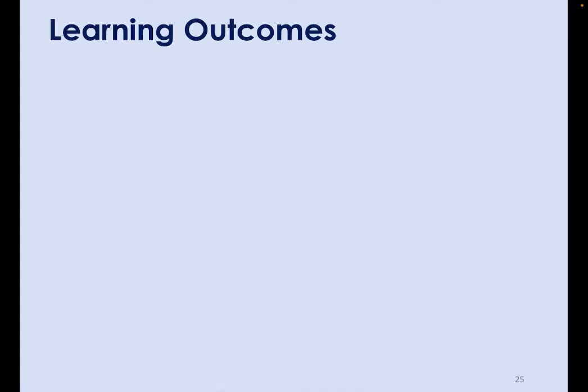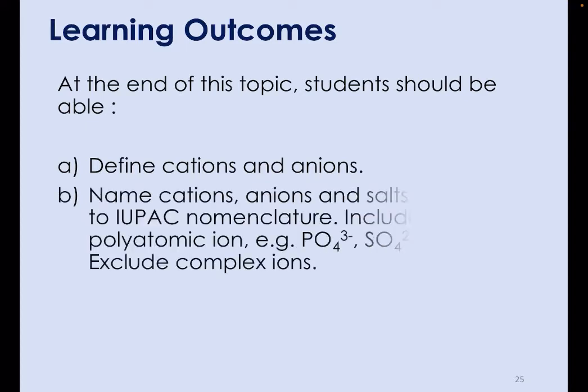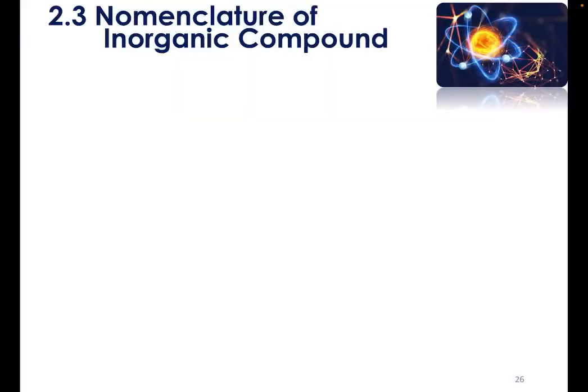Let's continue with the last subtopic, 2.3, Nomenclature of Inorganic Compound. By the end of this subtopic, you are going to be able to define cations and anions and give the names for all those cations and anions, and also salts according to IUPAC nomenclature. So let's go first about the basics.